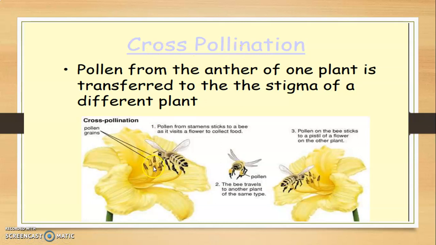Cross-pollination happens when pollen from the anther of one flower gets stuck on the legs of the bee or the butterfly or any kind of pollinator, and then this butterfly or bee or whatever insect goes to another flower of the same kind, of course, and those pollen grains will fall on the stigma of the other flower. So this is called cross-pollination. Cross-pollination is when pollen from the anther of one flower is transferred to the stigma of another flower of the same kind.